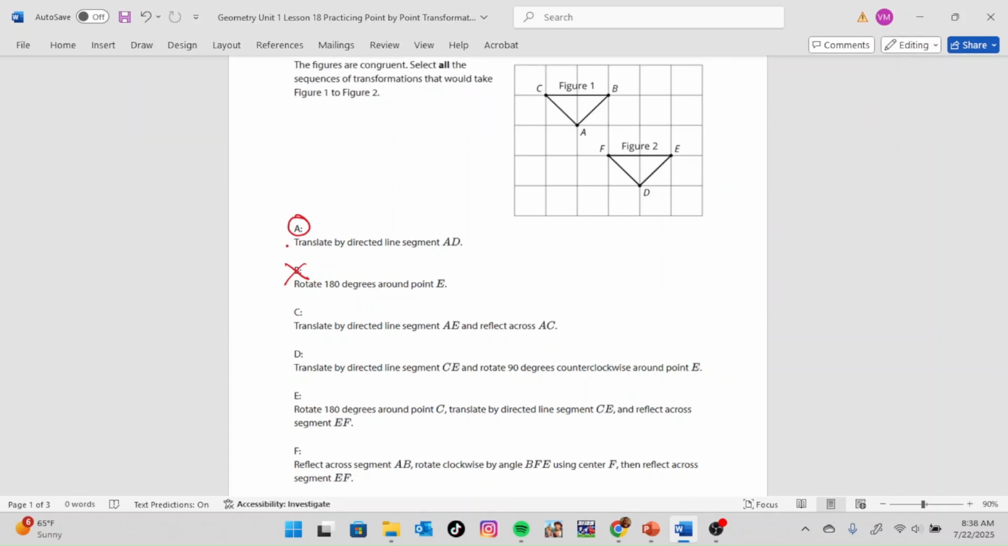Now let's look at option C. Translate by directed line segment AE. So if I translate by directed line segment AE, that means I'm translating it down this way. So that's going to result in a triangle right here.